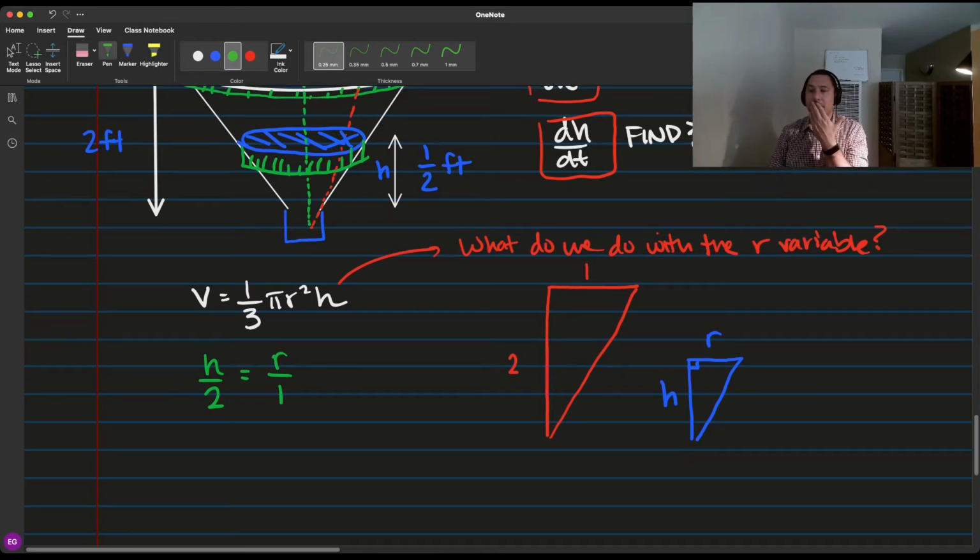And I can solve for the r variable. If I just get rid of the... it's r over 1, which is just r. So r is equal to h over 2.